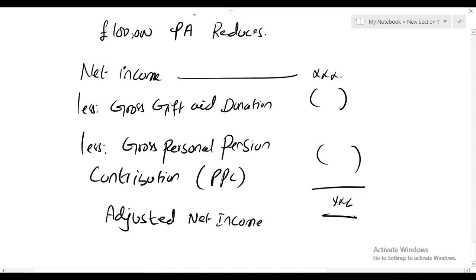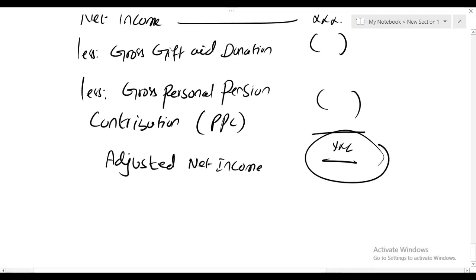So from net income you need to deduct gross gift aid donation, which is not in the syllabus of P6 ATX. PPC is in your syllabus, yes. After maybe 1 or 2 lectures we are going to study the entire topic on pension, inshallah. So after deducting PPC you will get adjusted net income. If this adjusted net income is more than 1 lakh, then your personal allowance reduces.